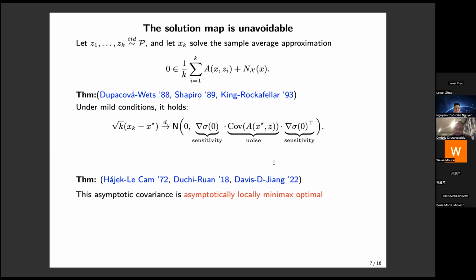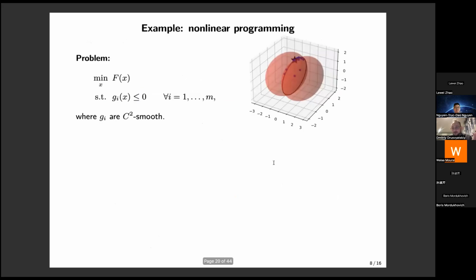Let me skip the details about what that means. The main point is the following. Sample average approximation will be asymptotically normal under all these assumptions, with the covariance that we understand really well, and it's best possible. It cannot be improved. So we know what we hope for: that the projected stochastic algorithm achieves exactly the same guarantees as the sample average approximation, and therefore is best possible asymptotically. And I will show you that indeed this is the case.